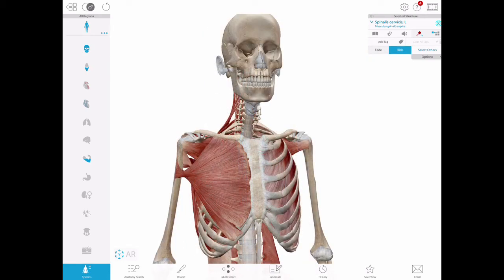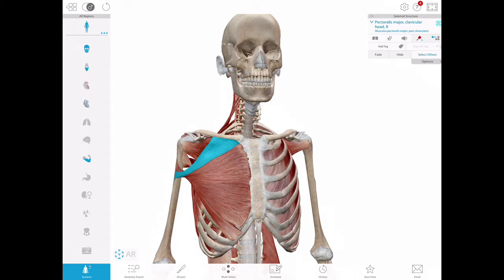Let's now look at an anterior view of the body. Here we have the pectoralis major, which you can see originates along the sternum and the clavicle and it inserts on the humerus, creating a medial pull. This makes it effective in adduction, medial rotation, and when elevated to 90 degrees, horizontal adduction of the shoulder joint.